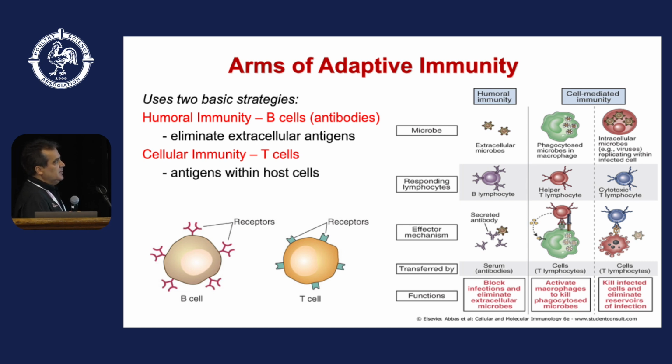And here are some examples of what the effector functions are, just for your refresher, so to speak. In terms of humoral, you have the B cells producing antibodies, and mostly what they do, because they're secreted outside, is act on extracellular pathogens, while cell-mediated immunity acts on intracellular pathogens.